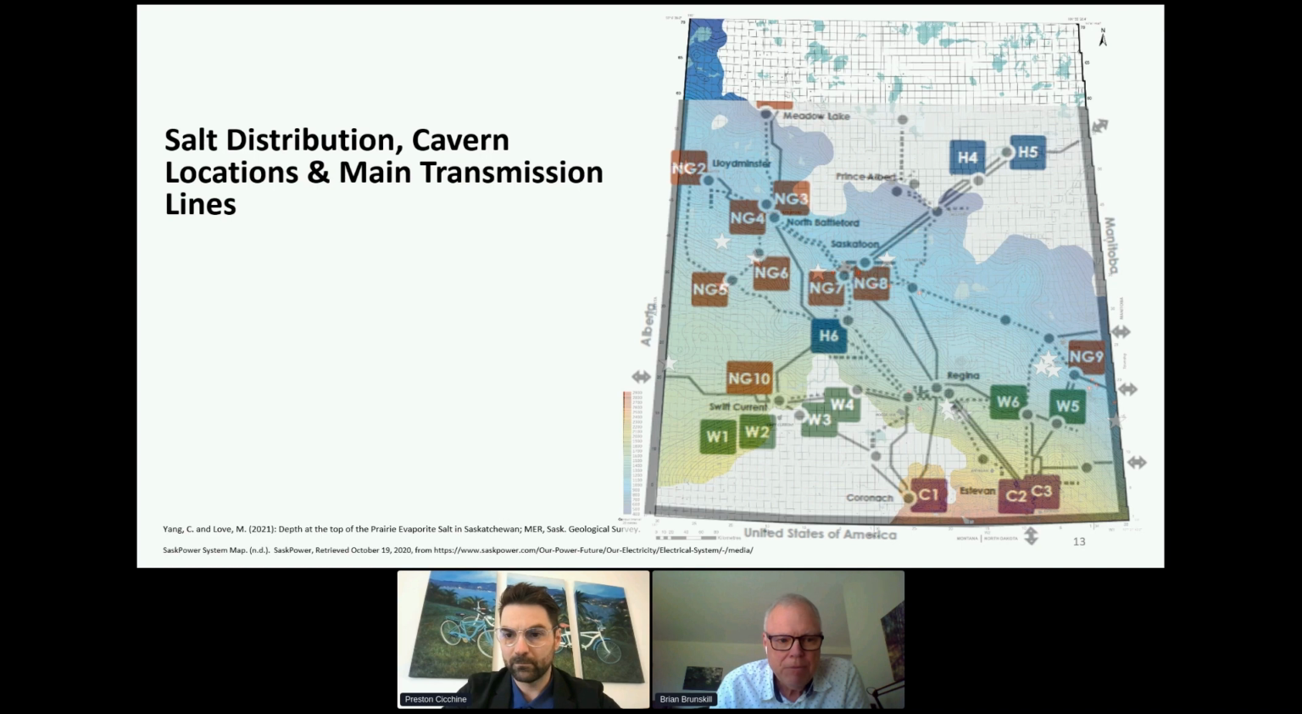This is the same map generally, but what I've done is overlay the major transmission lines that SaskPower has throughout the province. I'm really just trying to illustrate how these resources stack up, where we have the salt, we have the capacity to build caverns, and we have transmission lines and generating locations, where all these pieces can fit together to narrow in where this technology might be most useful.